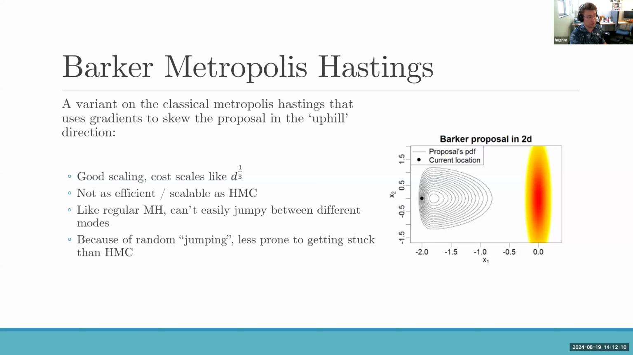So this isn't as good as HMC, but it's more likely to converge if you've got, for example, a little wall in your potential function. Barker MH can sort of tunnel through it because it just samples on either side and goes through with no trouble.